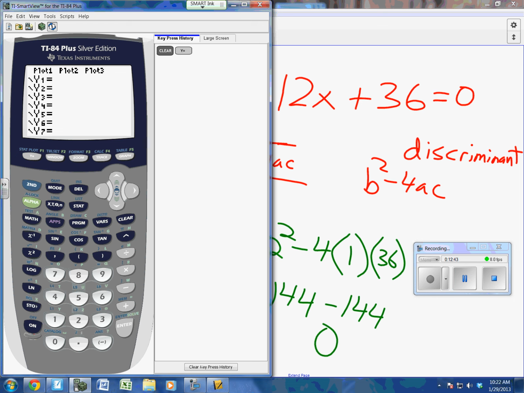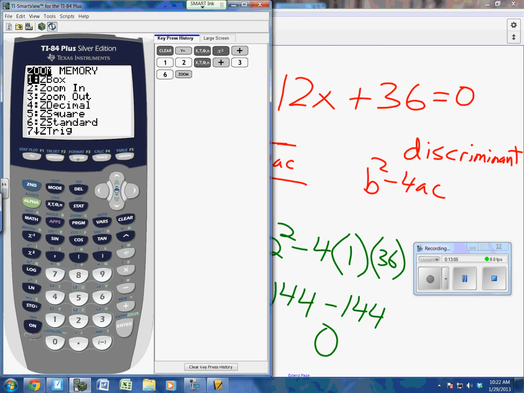Okay, you're going to type in x squared plus 12x. That's the x button right there, in case you're wondering. Plus 36. Don't hit graph. We have to get the appropriate window. If you hit the zoom button, 6 is a standard window. Do you remember that? Now it will graph it for you.